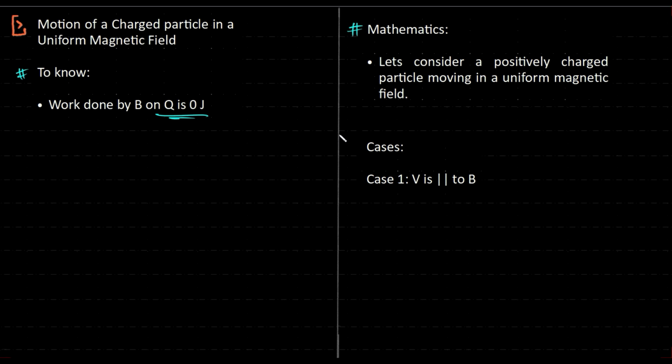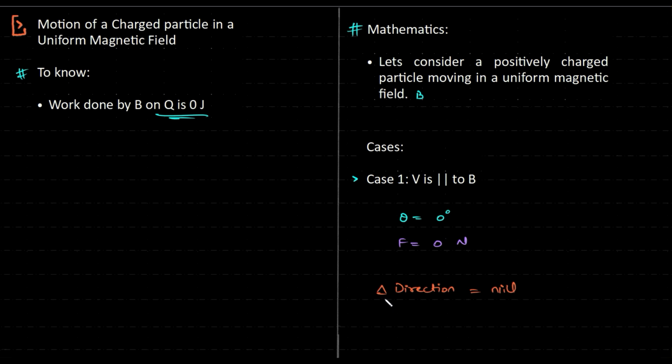Let's consider a positive charged particle moving in a uniform magnetic field, say B. The cases that we're looking at: case 1, when V is parallel to B. This makes the angle 0 degrees, if not 180 degrees. But sine 0 is 0, so the force will be 0 again. So what does this mean? There's no change in direction as well. The particle will continue to move with no change in direction. Change in direction is nil.